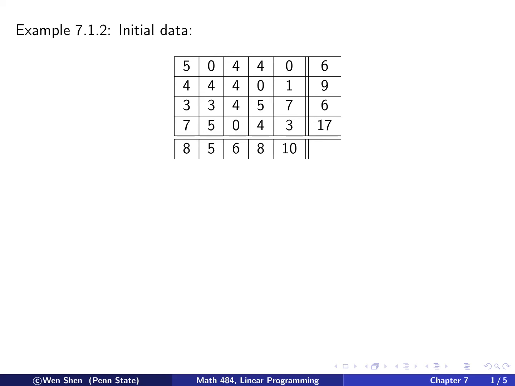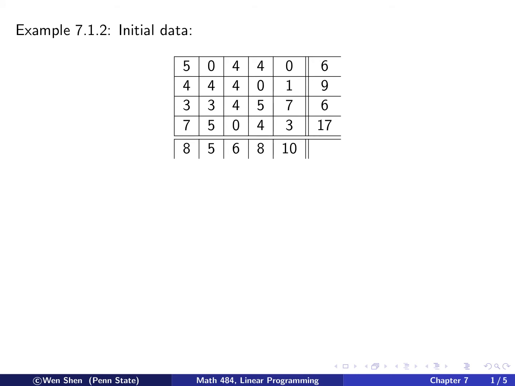Hello everyone, welcome to video 3 of chapter 7. In this video, we will take another example for the distribution problem. This is example 7.12 from the textbook.